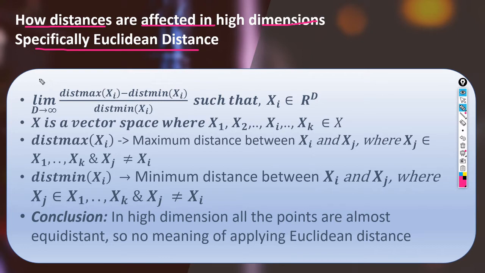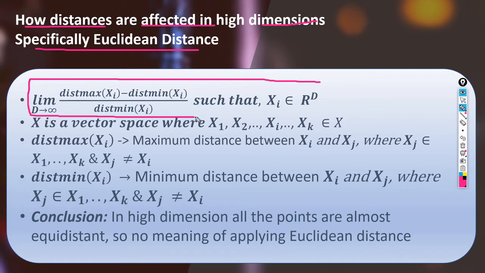Now let me go through a mathematical notation here. This is very simple, so don't be surprised by what is written. It says: limit as capital D tends to infinity of (dist max of xi minus dist min of xi) divided by dist min of xi, such that xi belongs to R^D.